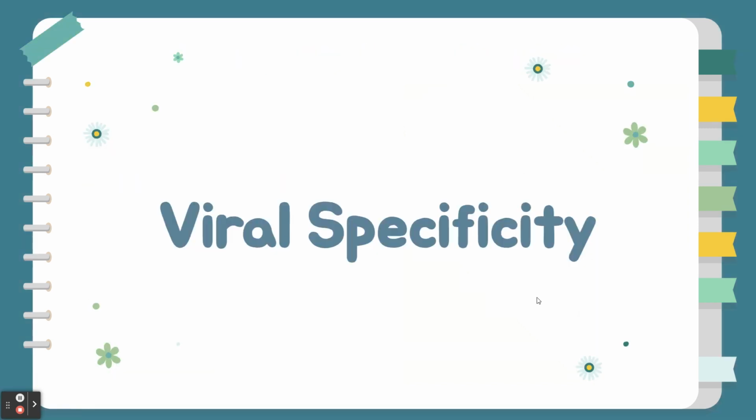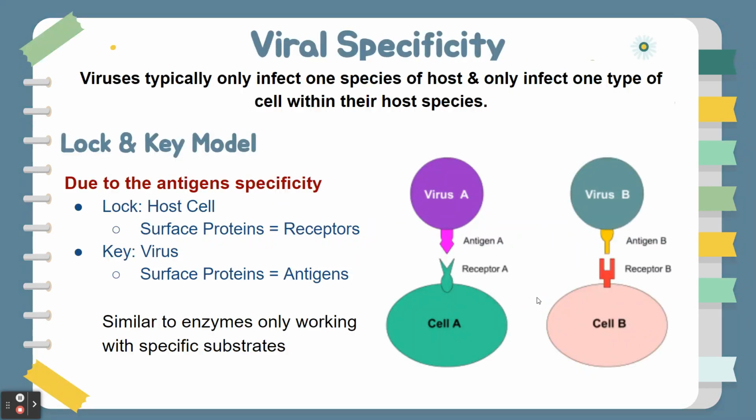All right, moving on to viral specificity. Viruses are highly specific in terms of the host species they can infect and the types of cells within that host species that they're able to target. This specificity is often likened to a lock and key mechanism. The lock and key model suggests that viruses, our key, have specific molecules on their surface that fit precisely into complementary molecules on the surface of host cells, the lock. This is going to be very similar to how enzymes worked back in Unit 2.